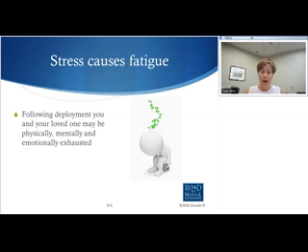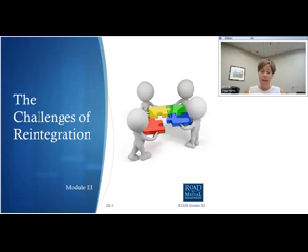So then we go to module 3, which is the challenges of reintegration. On this slide, we're just introducing it. We want to take some time and just show the military family members that there are common, normal challenges to reintegrating the family after deployment.